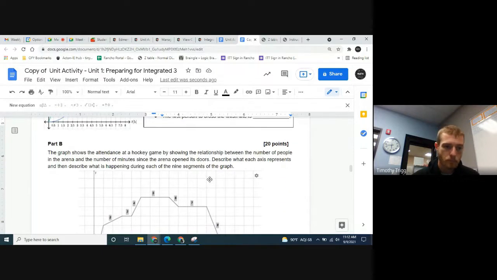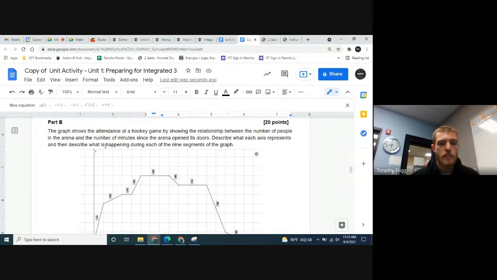Part B. The graph shows the attendance at a hockey game by showing the relationship between the number of people in the arena and the number of minutes since the arena opened its doors. Describe what each axis represents and then describe what is happening during each of the 9 segments of the graph.